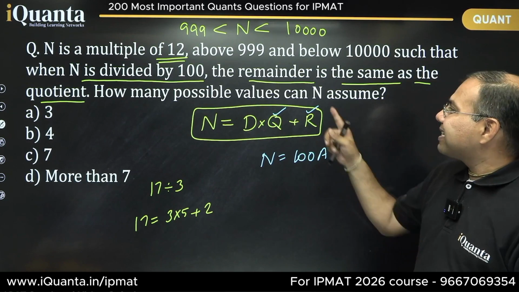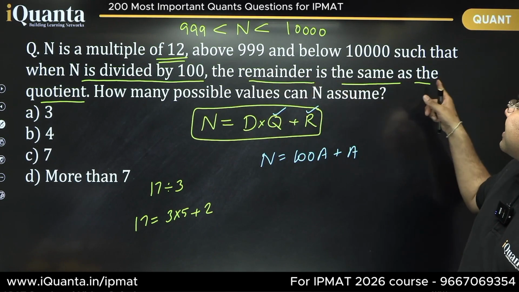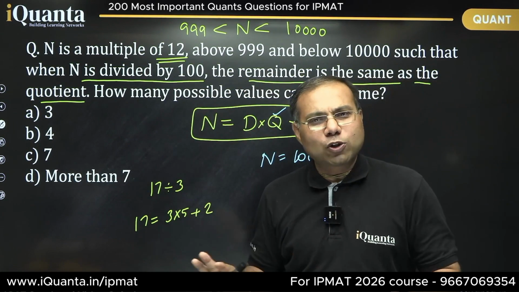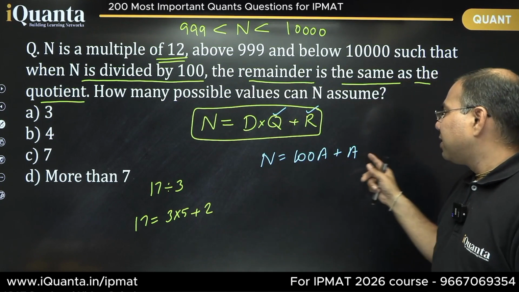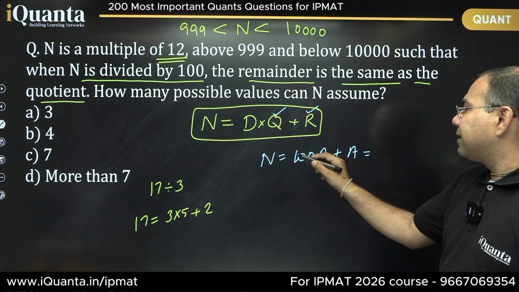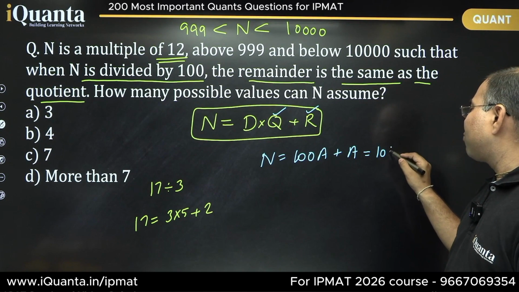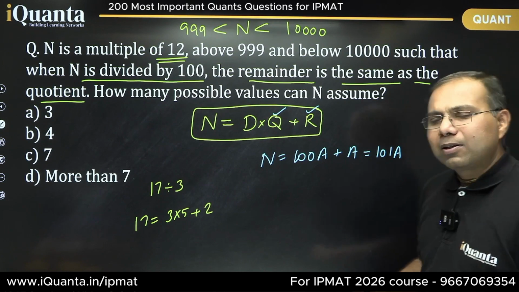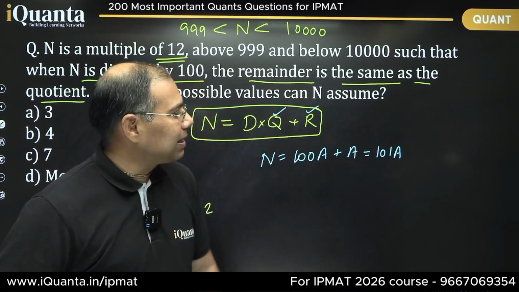I don't know, but they are the same. The remainder is the same as the quotient. I hope that is clear so far. So that was the information given here, and from here we get to know that the number is nothing but 101 times a. Okay? This number is 101 times a.